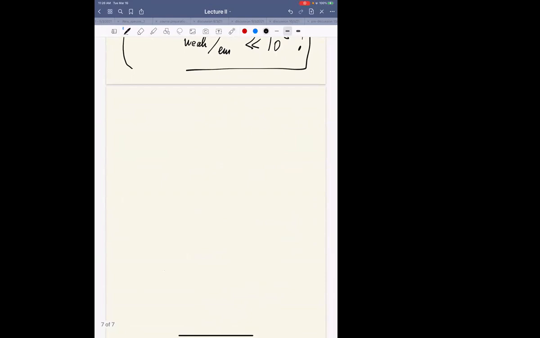Someone knows when the neutrino was discovered? Cowan and Reines. Neutrino discovery, roughly. I know it's ancient history for you guys, but still. 56, 56. Great, 56 precisely. They had the results even a little earlier.